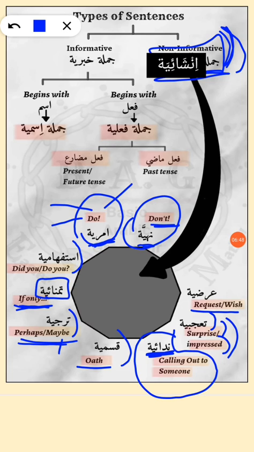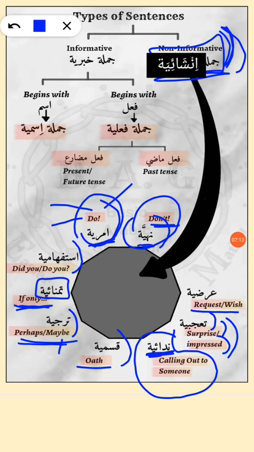Quite easy, isn't it? So these are the ones, jumla inshaya, and we will be covering them, some of them here in this section, in section C, and some of them, such as this amriya and nahiya one, the commands, do's and don'ts. These are the ones that we are going to cover in the fi'l section, inshallah. Okay, so that's what, and most of them would most probably be covered here in this section.